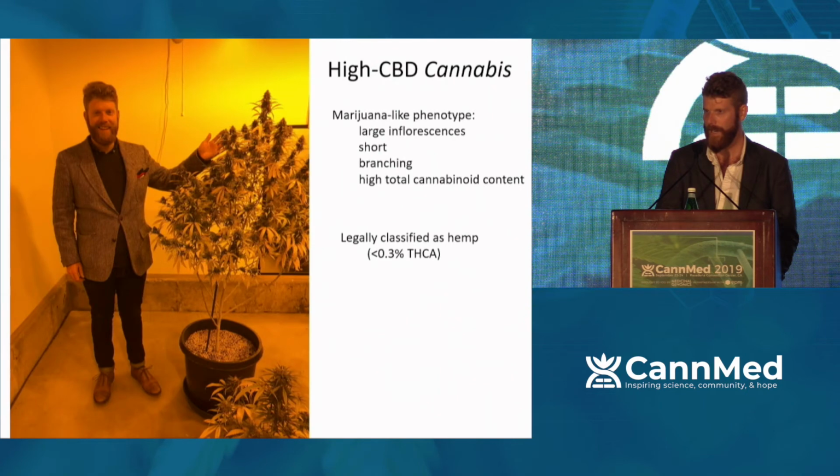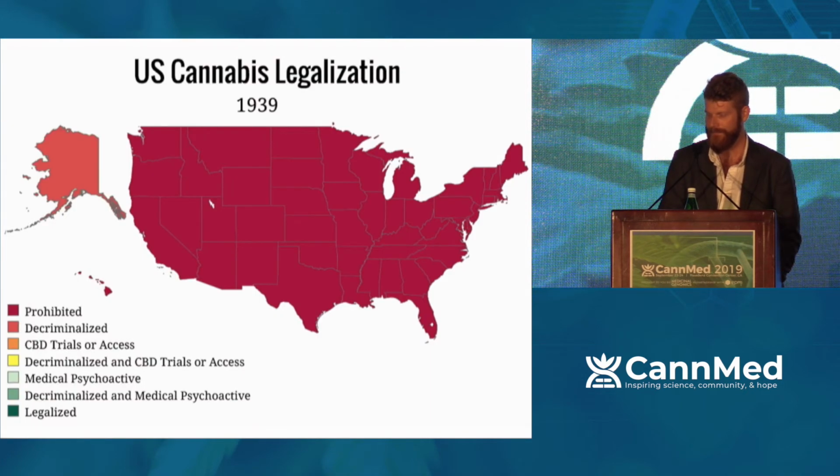So what about high-CBD cannabis? High-CBD cannabis plants typically have mostly marijuana-like phenotypes. They're shorter, more branching, they have very large flowers, and are high in total cannabinoids. However, they are low in THC and are non-intoxicating. They have a mosaic phenotype of both marijuana-like and hemp-like traits. How did we get here?